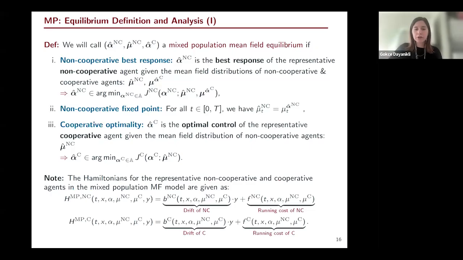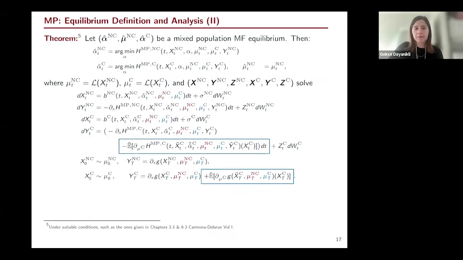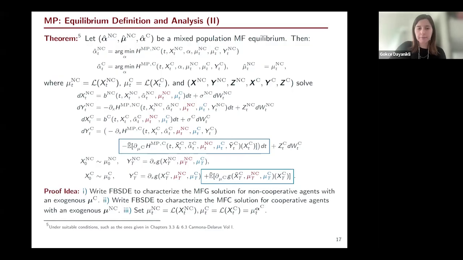Again, we can introduce here the Hamiltonians in a similar manner, where we have the drift times the adjoint process plus running cost. Of course, now we have two Hamiltonians because we have two representative agents. So at the end, we can characterize our equilibrium with some forward-backward stochastic differential equations. We need to have two of these because, again, we have two representative agents. For the non-cooperative ones, you are going to have something pretty similar to the mean field game. And for the cooperative ones, we are going to have something very similar to the mean field control. Here, the ones that I highlighted are the ones that come from the mean field control effect.